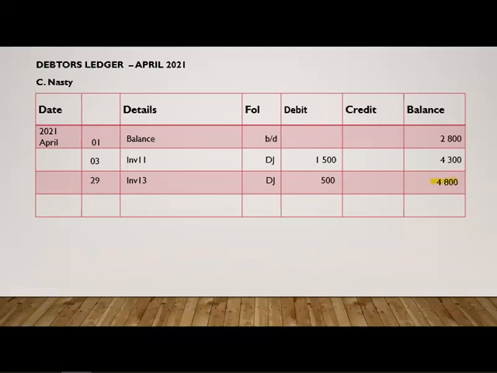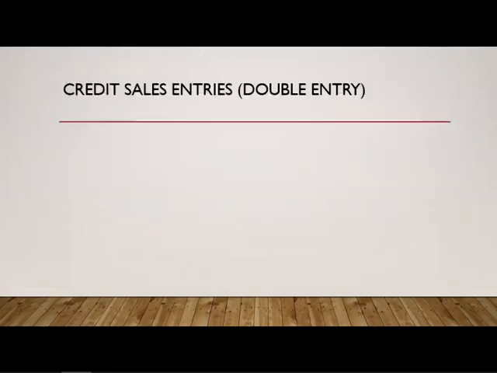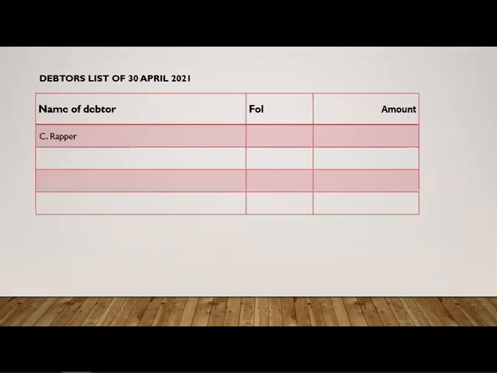Highlight this amount. And also highlight this amount. These two amounts will be recorded in the debtors list. So we will put in the total balances in the debtors list. In the debtors list, I will start with C Repa, who is now owing us 7,600. And then I will have C Nesty, who is now owing us 4,800. You add it together, it will give us 12,400.